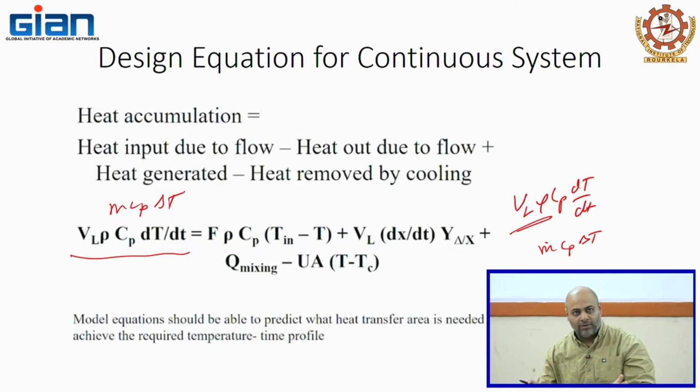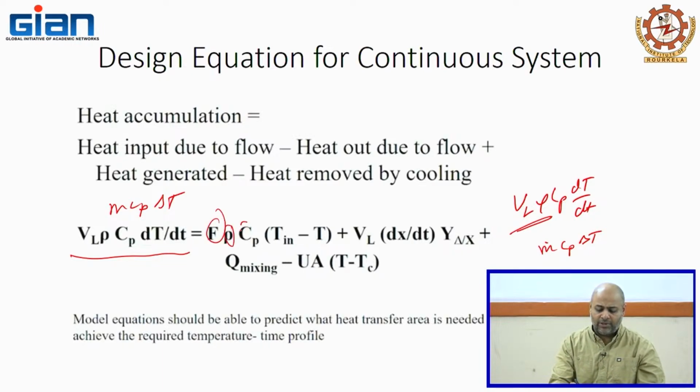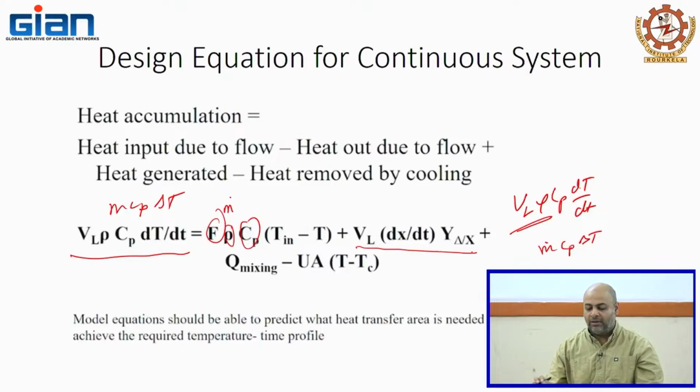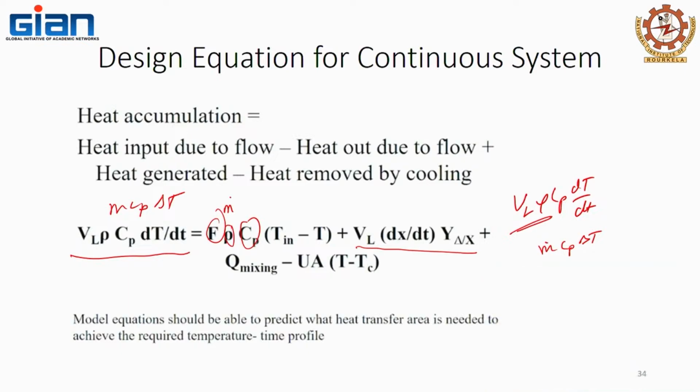Similarly, break it down for yourself. First thing is heat input due to flow. F is your flow, rho Cp. Now, this becomes volumetric flow. F is your volumetric flow. So, that becomes your mass flow rate. This is your heat generated because of biomass.